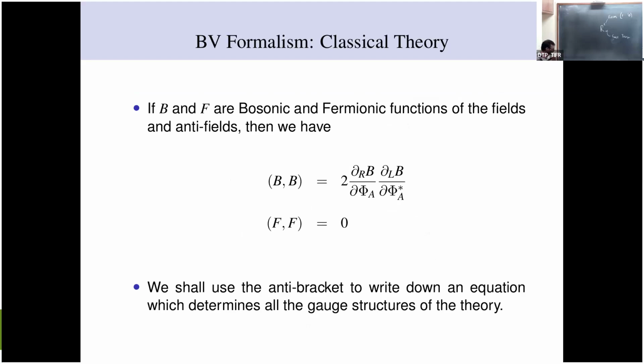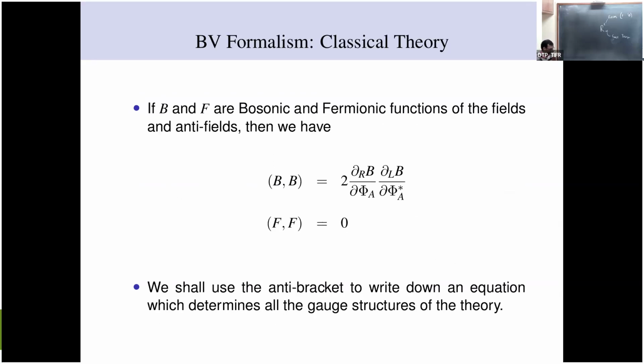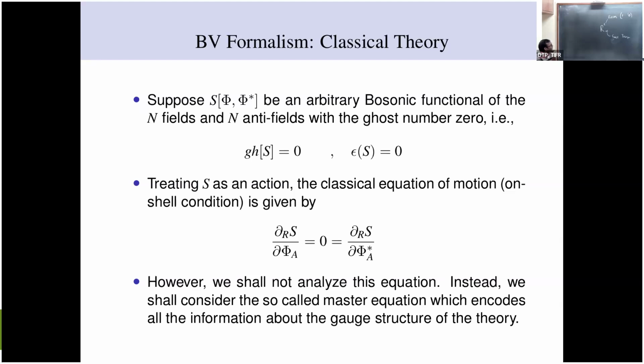Okay. So now let's write down an equation. And this was because the field and anti-field have opposite statistics. Now suppose S is an arbitrary bosonic functional of the fields and anti-fields with Gauss number 0. So S is a bosonic function, but it depends on the fields and anti-fields in some generic way. So the Gauss number of S is 0 and its parity is 0. If you treat S as an action, the standard QFT-like action, then the classical equation of motion would be just given by del R S by del phi A equal to 0 and del R S by del phi star A equal to 0.